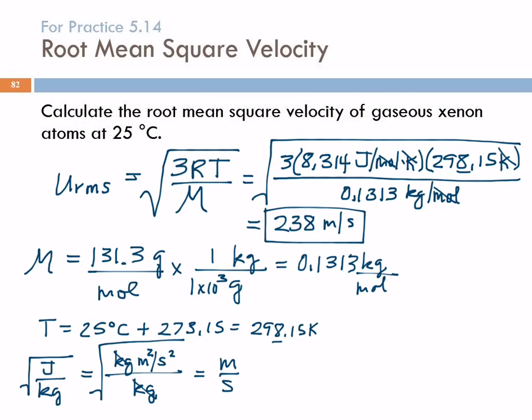That's pretty fast. So that's at 25 degrees Celsius, gaseous xenon atoms. Would oxygen molecules be moving faster or slower than that at 25 degrees Celsius? Faster. Because their molar mass is only 32. So they're going to be moving faster. So there's the answer to your question, how fast are gas molecules moving? Any questions?